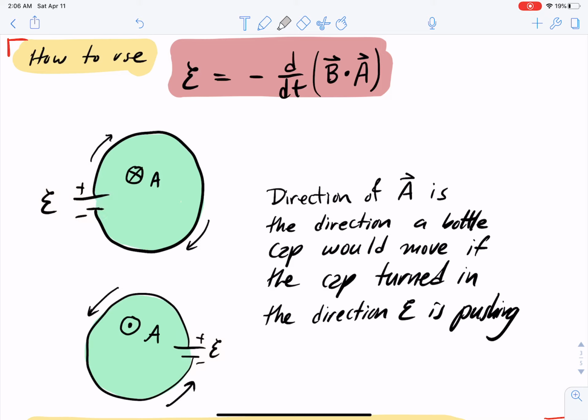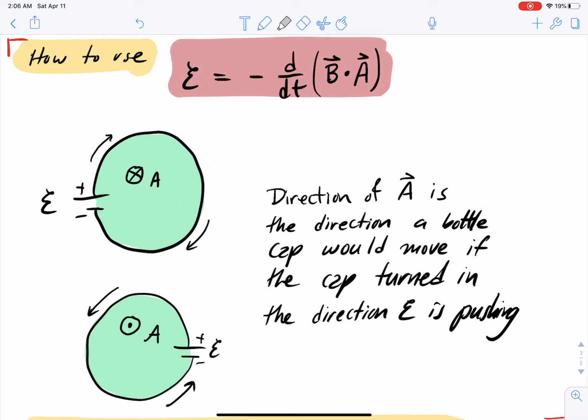So let's look at each one. And again, I'm going to go back to the cap on a bottle. In the first case, with this clockwise current, you think to yourself, if I grabbed the top of a water bottle and turned it that direction, would I be tightening it or loosening it? Just do it with your hands and then you won't have any doubt. You just know.